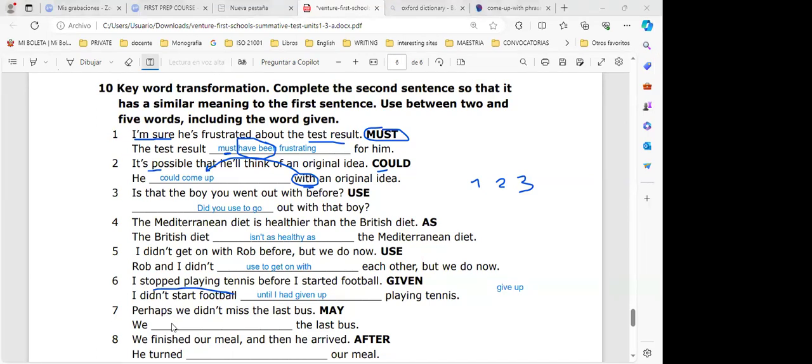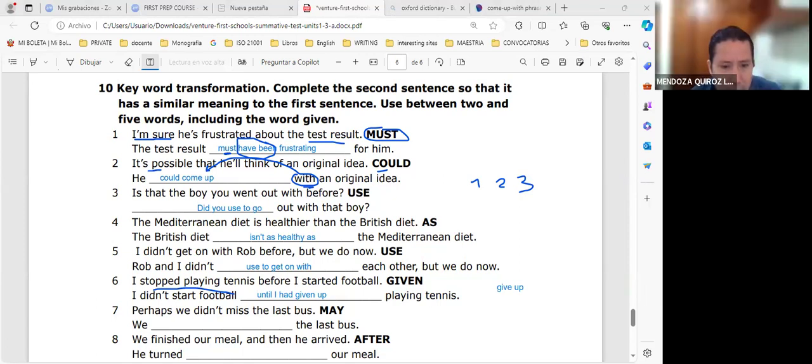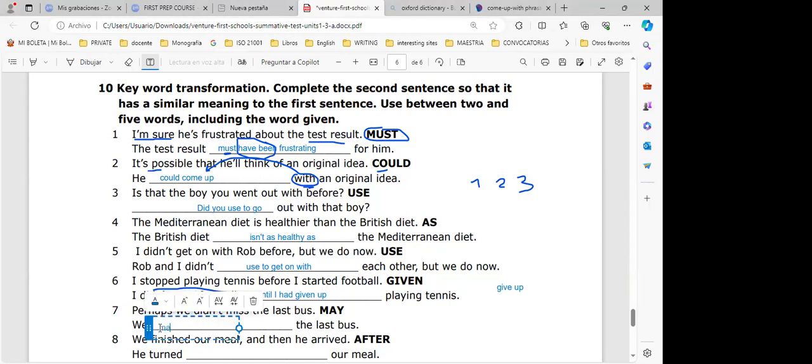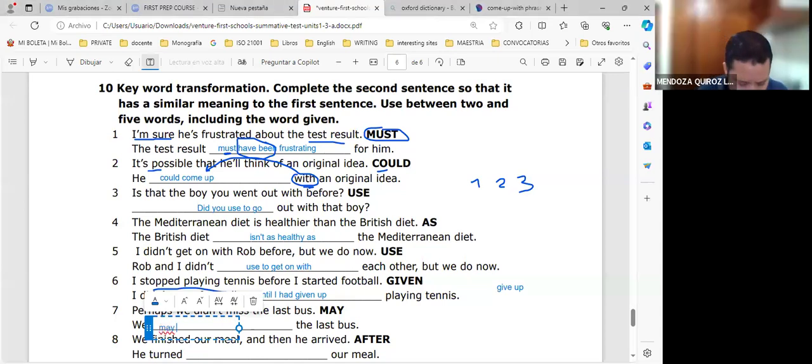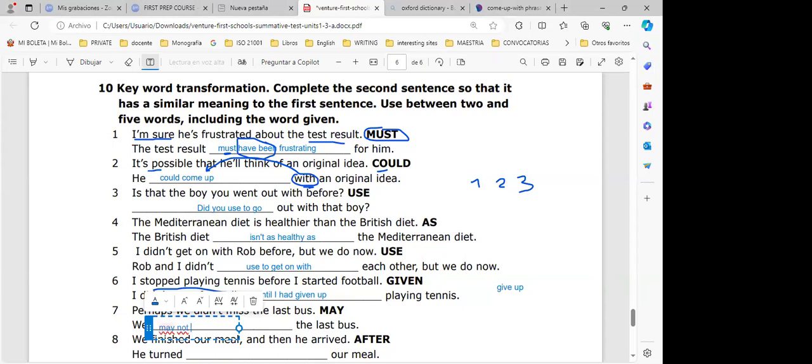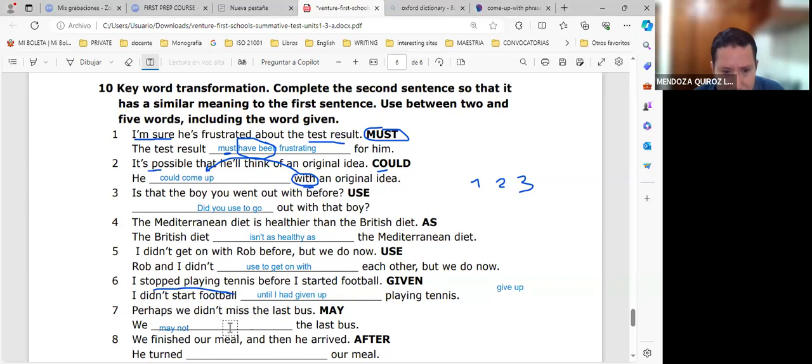We may not miss the last bus. Perhaps we didn't miss the last bus. Continue. We may not miss the last bus. But it's past. If you say we may not miss, it is present or future. But here in number 7 it is clear: perhaps we didn't miss, past tense. And yeah, I'm going to help you out.